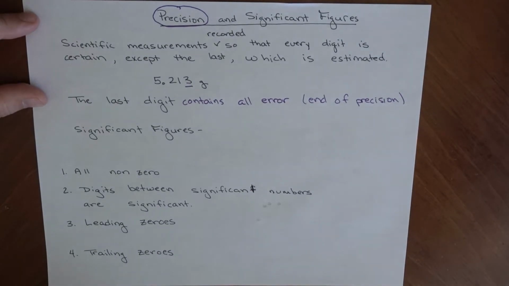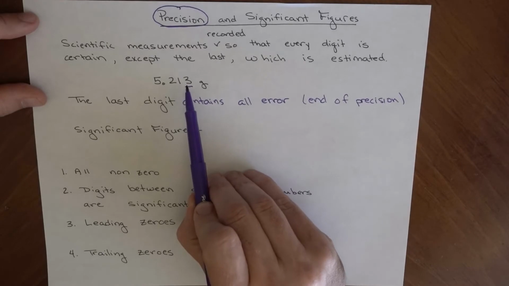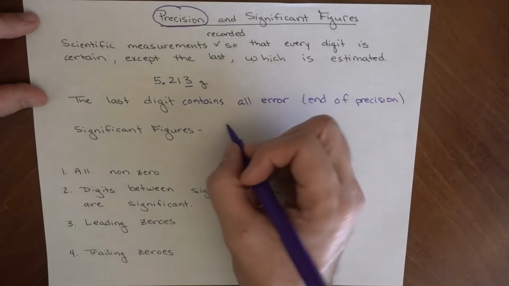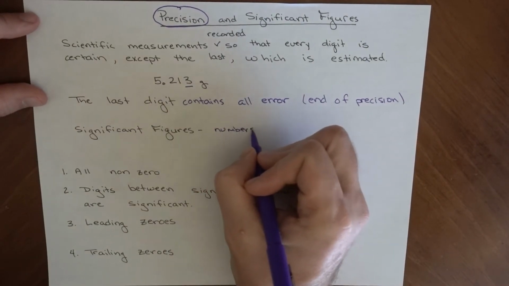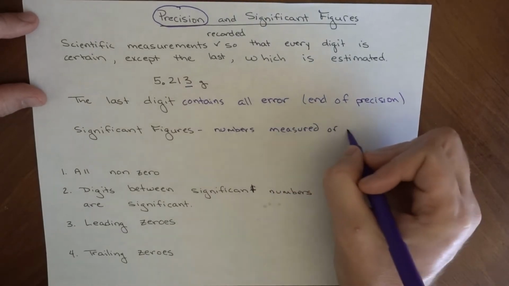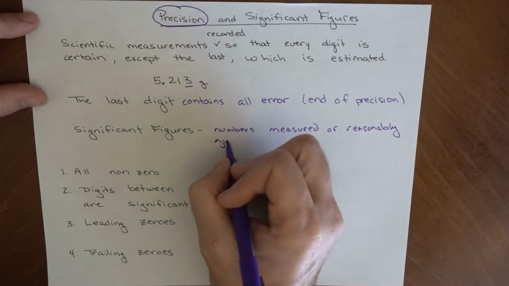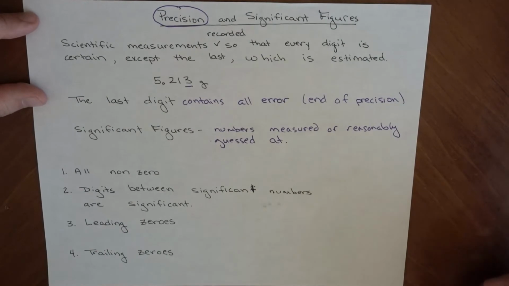Okay, so when we repeat this measurement, this is the only number that should change, and it should only change by a small amount. So significant figures, the definition of them is these are numbers that are measured or reasonably guessed at. So reasonably guessed at is what we're going for. Okay, and we should be able to know which numbers are significant or not.